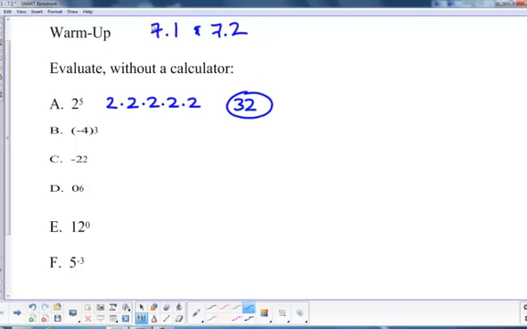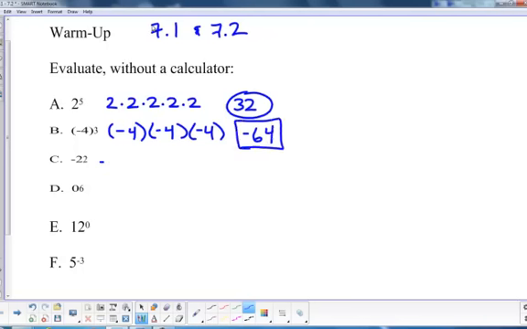All right, this is -4 multiplied by itself again. So -4 times -4 is positive 16, times -4 is negative 64.